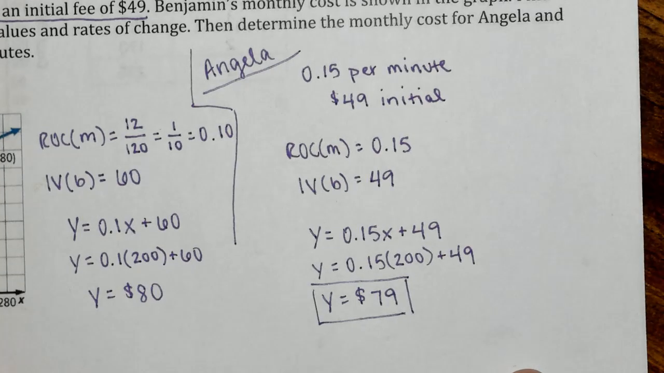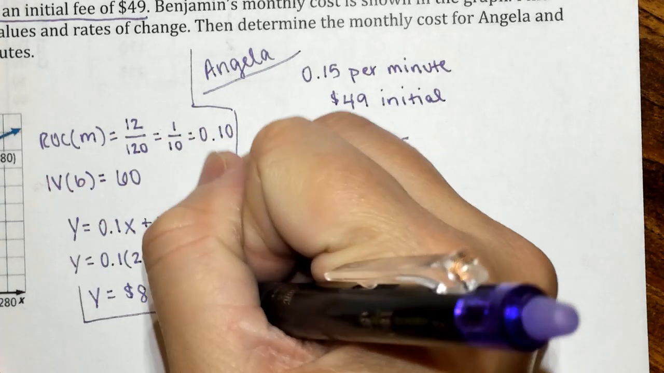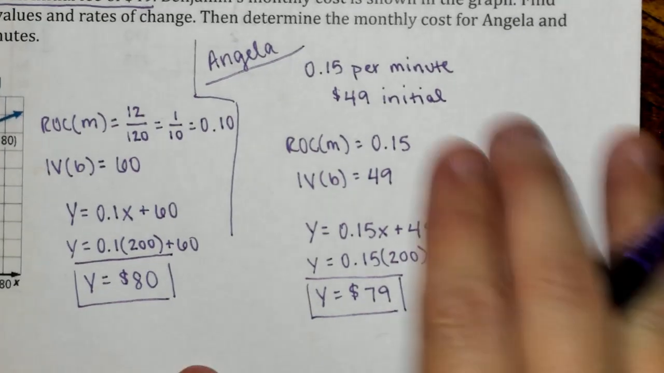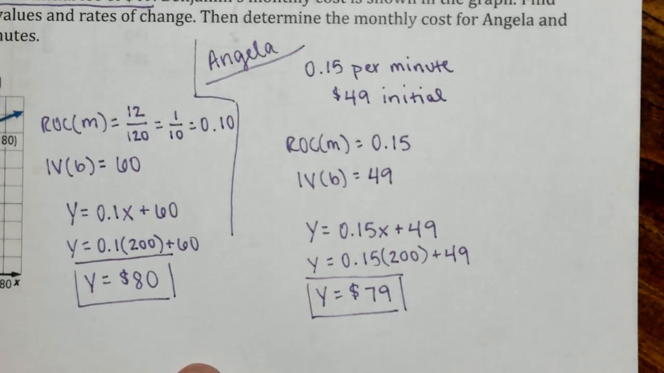We don't have to compare any further. It doesn't say how much more. It just says to determine the monthly cost for both of them for 200 minutes. So that's all we have to do. Angela's is a little bit cheaper, but barely.